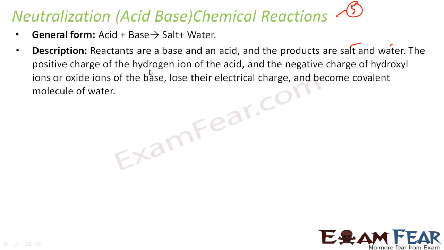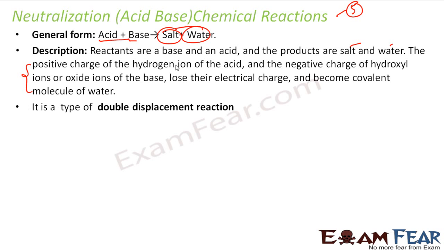The positive hydrogen ion of the acid and the negative hydroxyl ion lose their electrical charge and become a covalent molecule, water. If you don't understand this line, you can forget it for now. You'll understand it more when you learn about covalent bonds. Just understand that in an acid-base reaction, the reactants are an acid and a base, and the products are salt and water. Generally it is a double displacement reaction.